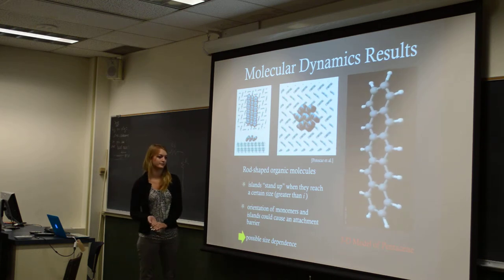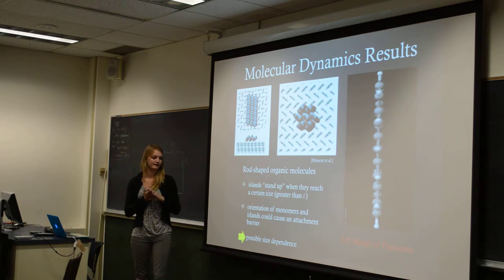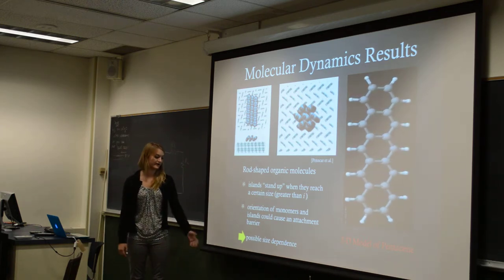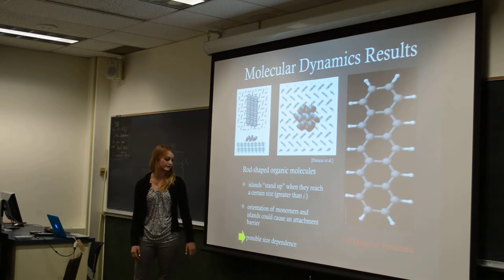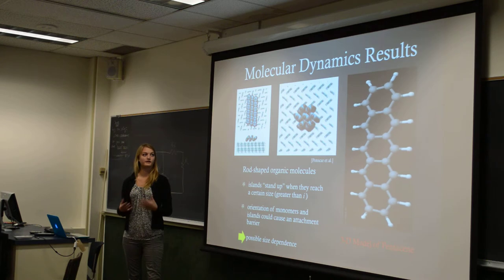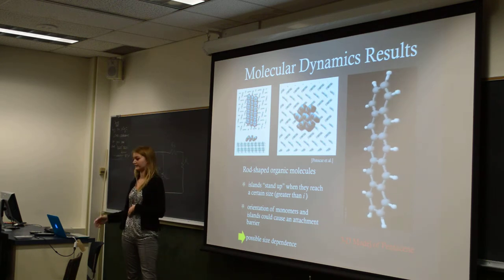So this is important because it tells us that the orientation of the monomers could be causing this barrier. And even more than that, it tells us there might be a size dependence. So it might be that there's no barrier for attachment for a critical island, but then once the island gets bigger, there is a barrier.